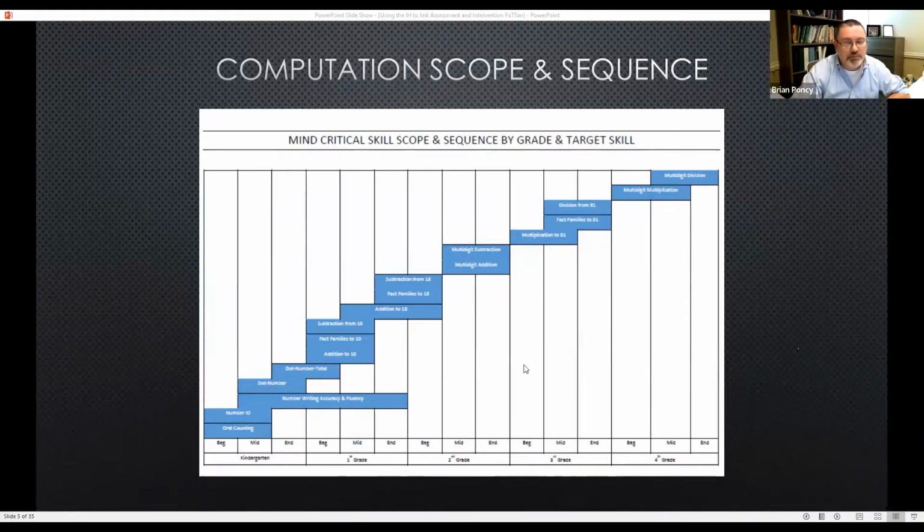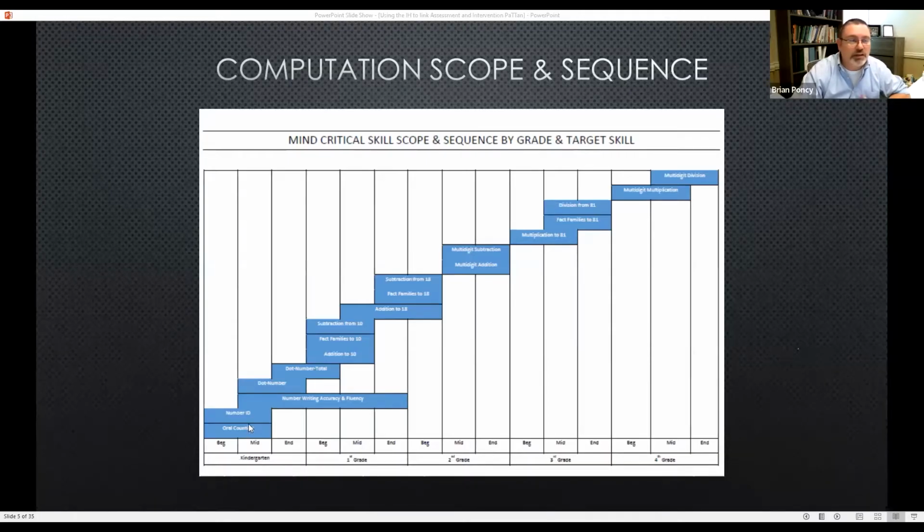This is in a handout you guys have. This isn't the end all be all. This isn't set in stone. This is what I use. I think it's generic. It should match most curricula. It won't always.